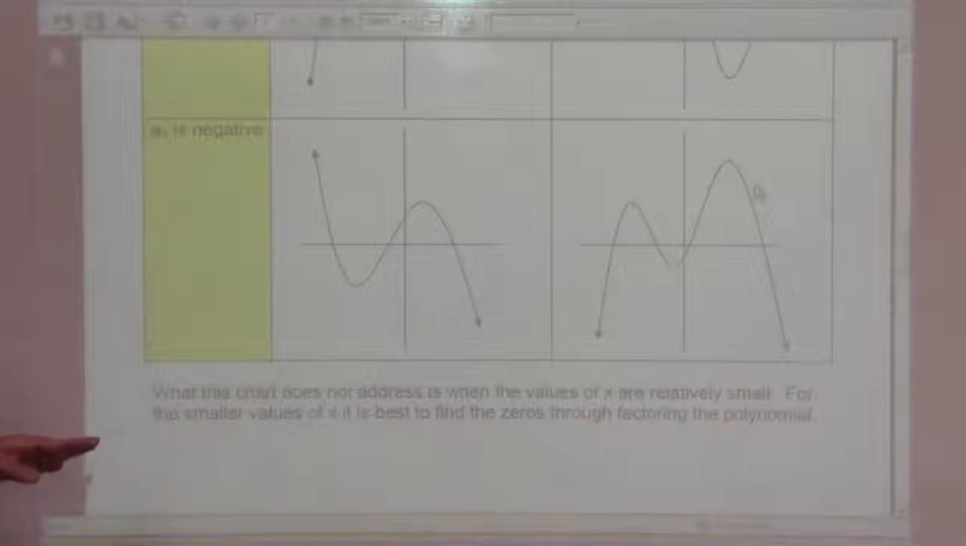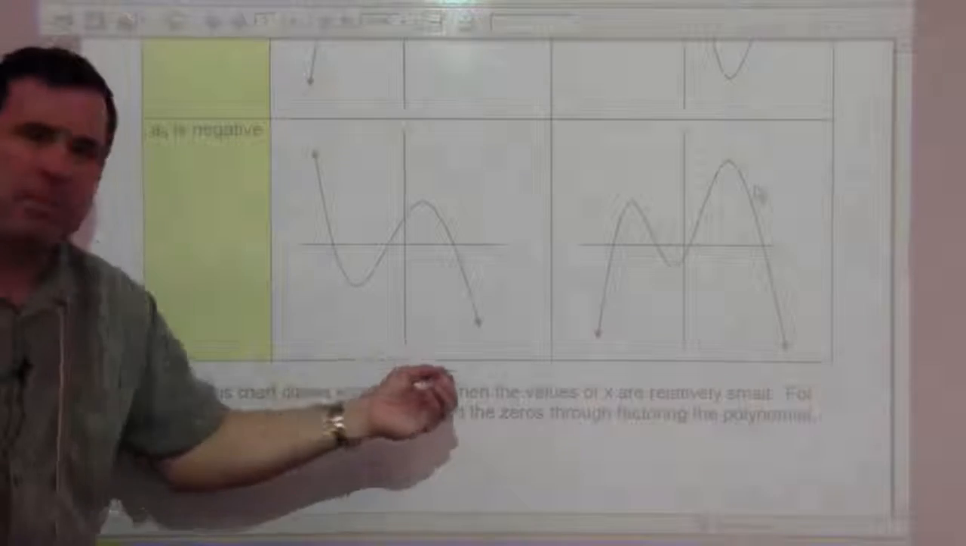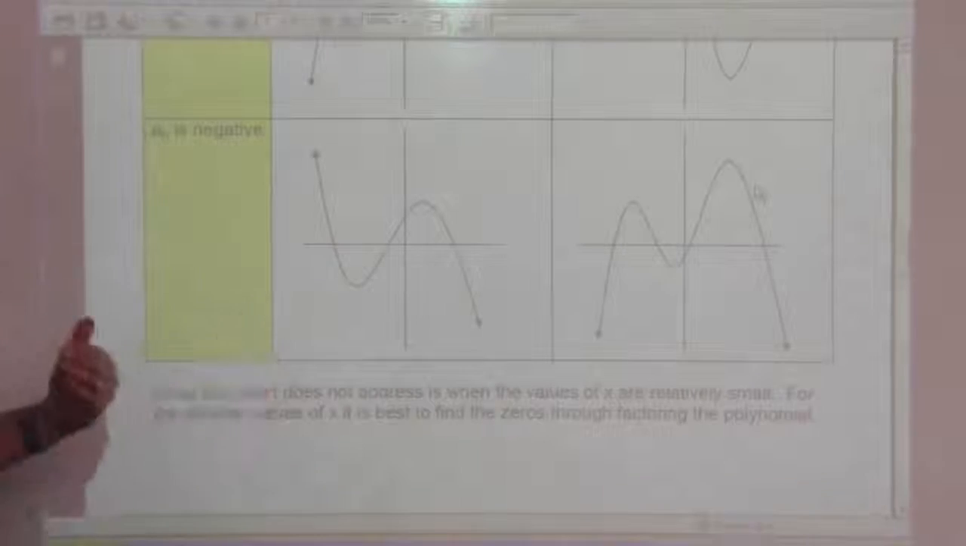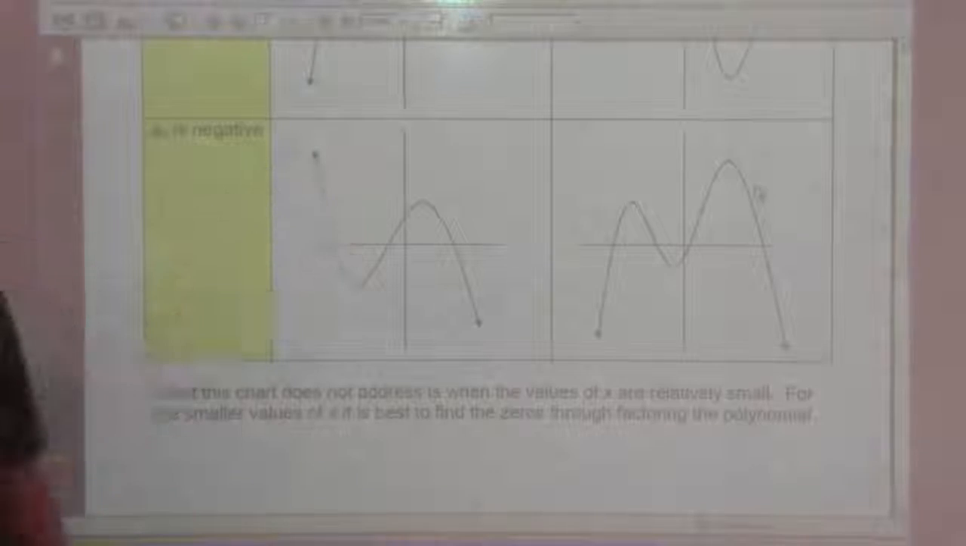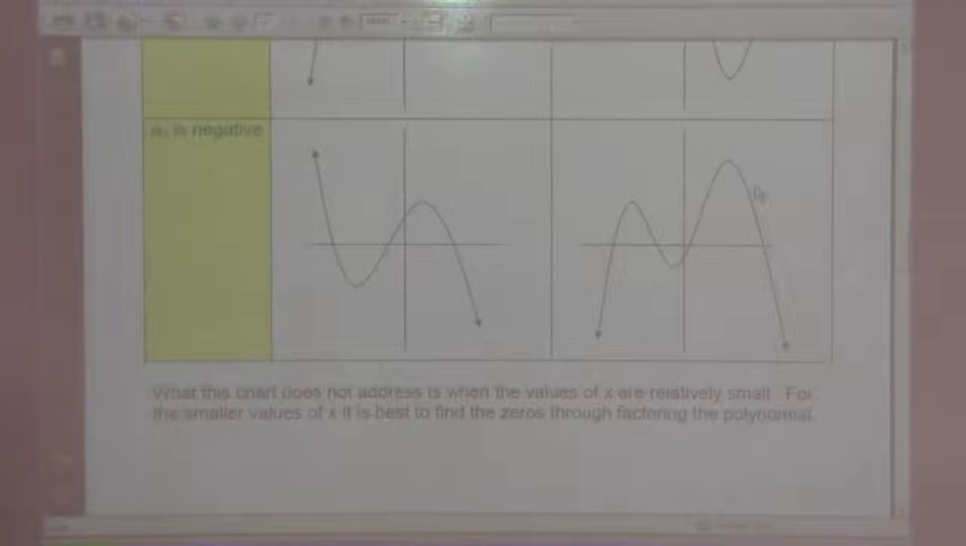So what this chart does not address is when the values of x are relatively small, like around 0, maybe negative 10 to 10. It might be doing something different, maybe going up and down, who knows. For the smaller values of x, it's best to find the zeros through factoring the polynomials.